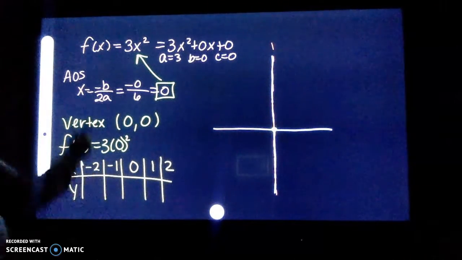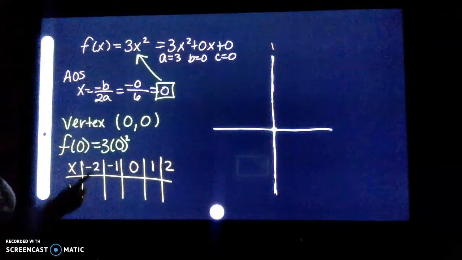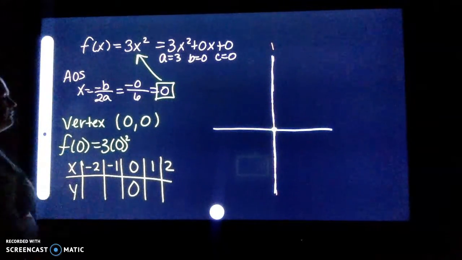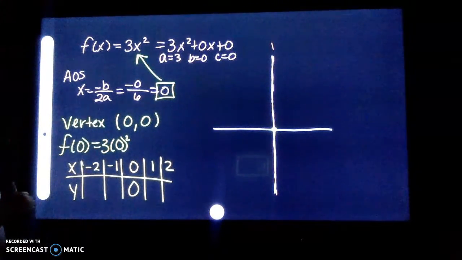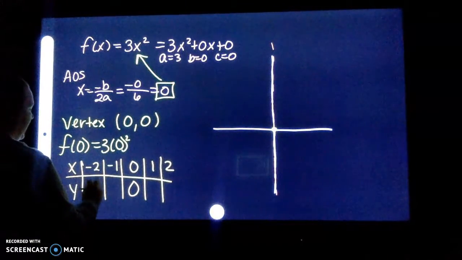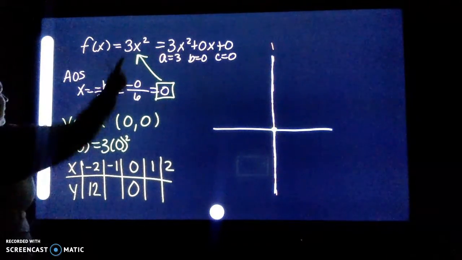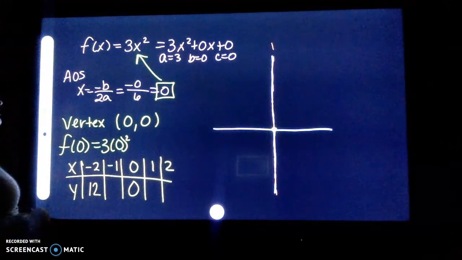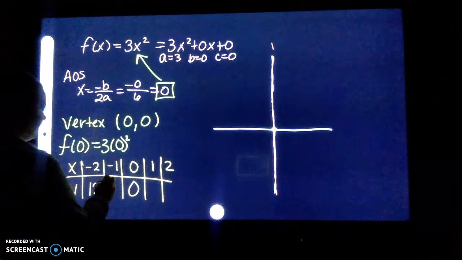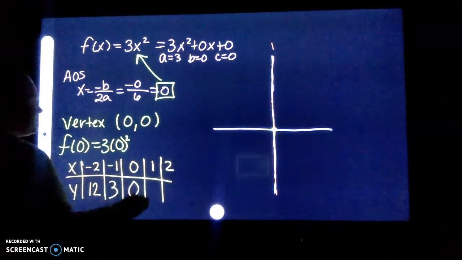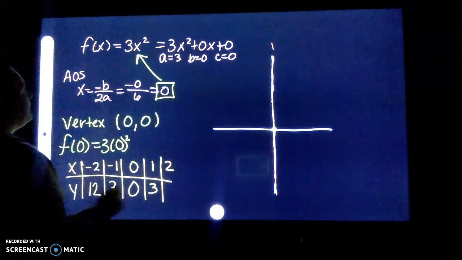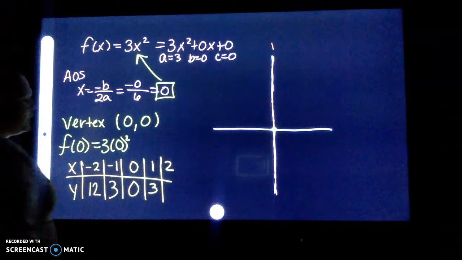And then I just take each of these and I plug them in for x. So I already know that 0 gave me 0. That's awesome. When I plug in -2, -2 squared is a positive 4, times 3 is a positive 12. When I plug -1 in, -1 squared is 1, times 3 is 3. When I plug 1 in, 1 squared is 1, times 3 is 3. When I plug 2 in, 2 squared is 4, times 3 is 12.